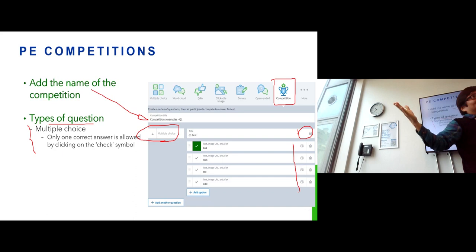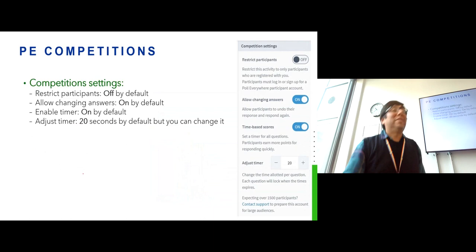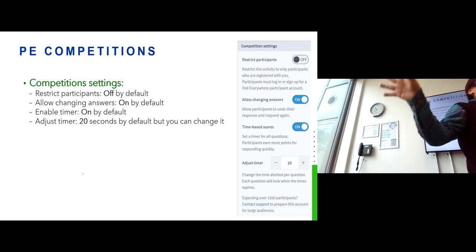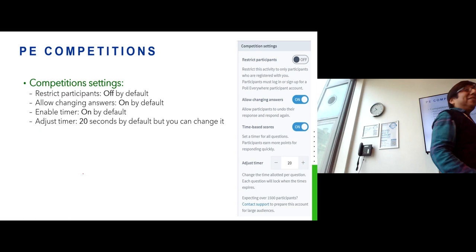Competition settings, yeah. So basically when you create the competitions, you click create, at the end you just click here on create, this option here. When you create, this is what you're going to see by default. And by default, I would say, if you want to play it simple, don't touch it. Okay. So, allow generating answers is activated by default.